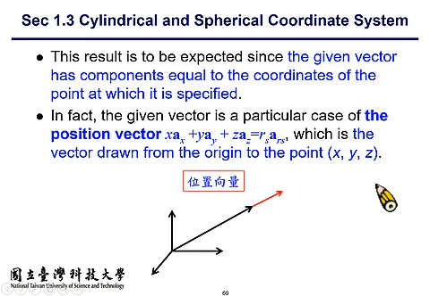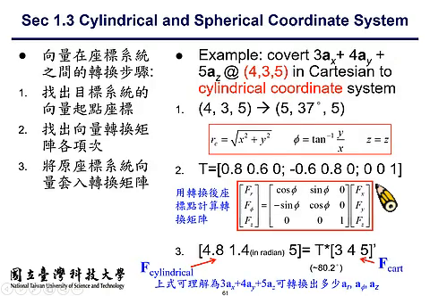So as a result, the converted vector result is relatively simple. It's just 5 portion of AR. So it's a beautiful answer, but I'm not fond of this answer because it kind of simplifies the process, simplifies the result.